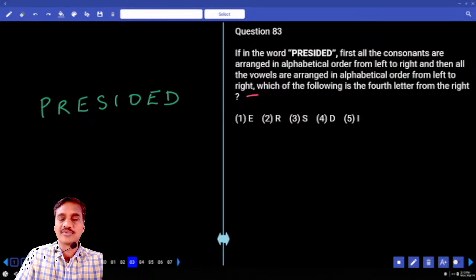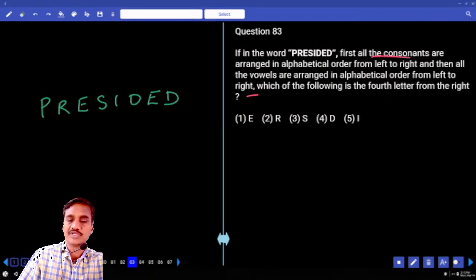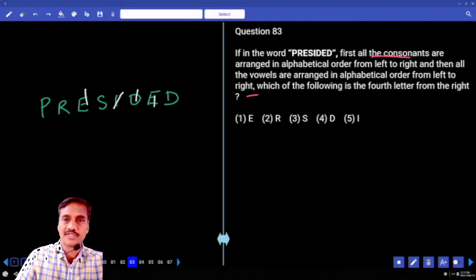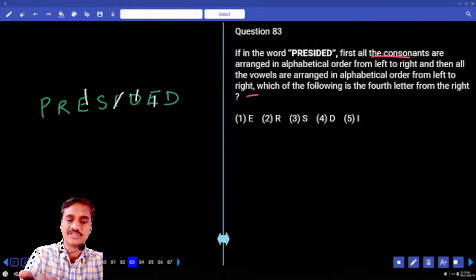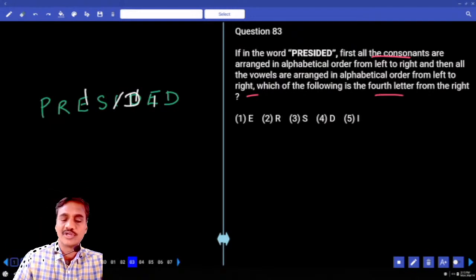Now the fourth letter from the right hand side, first we need to arrange all the vowels. First the consonants, then followed by vowels. How many vowels are there? Vowels are E, I, E, E. Sorry, this is D, presided. Now how many vowels do we have? We have only 3 vowels. Right? Now we need to find out the fourth letter from the right.